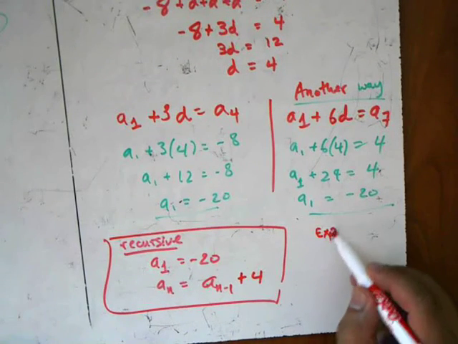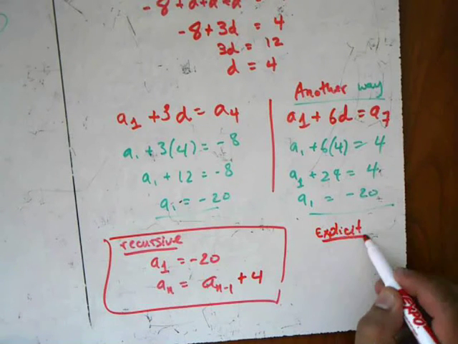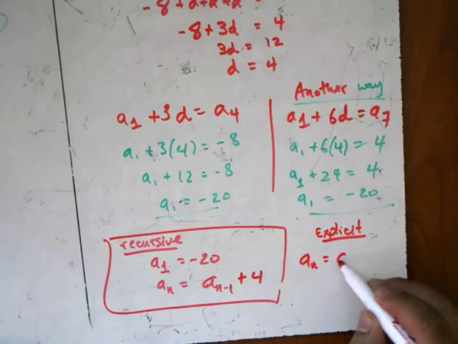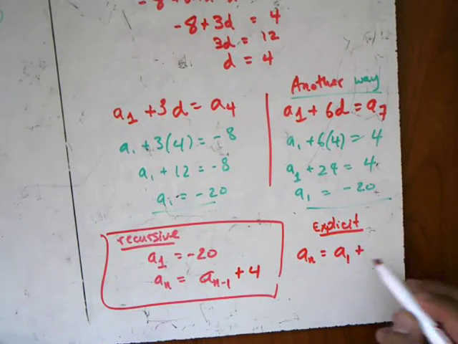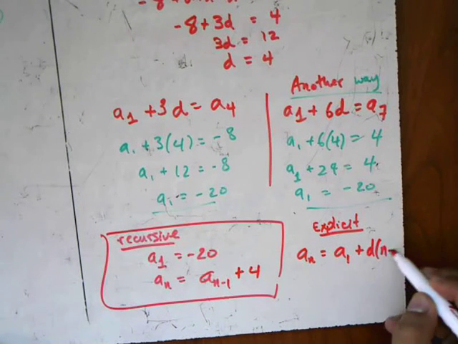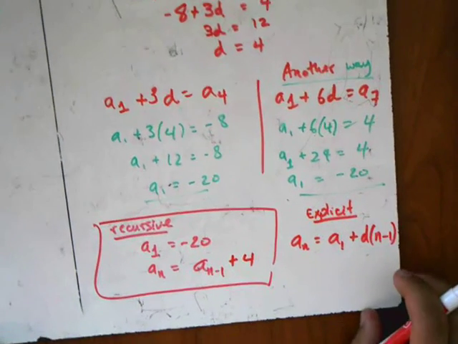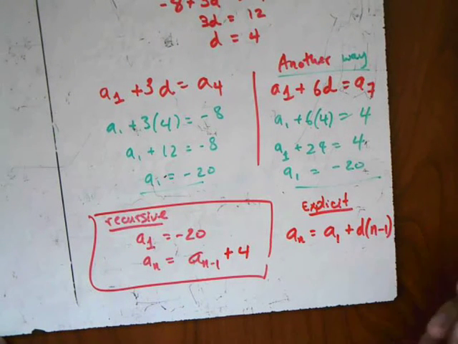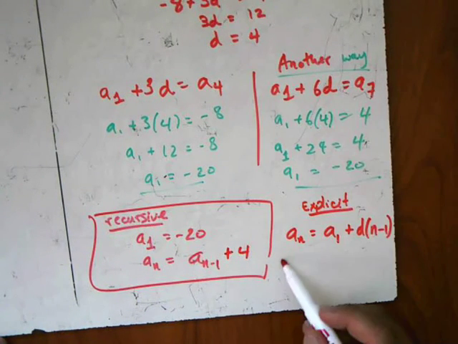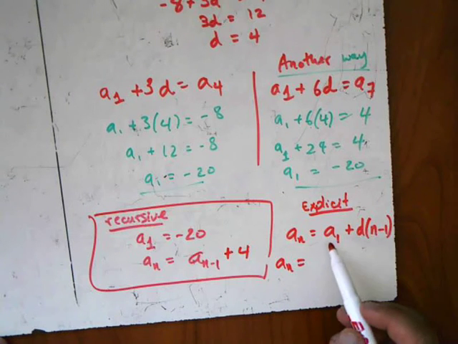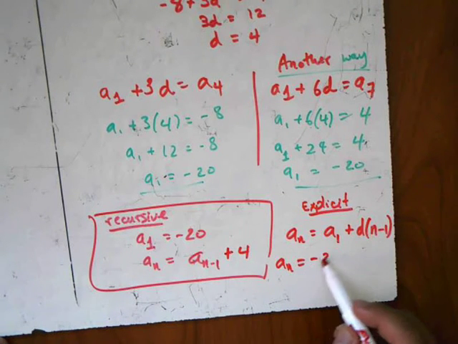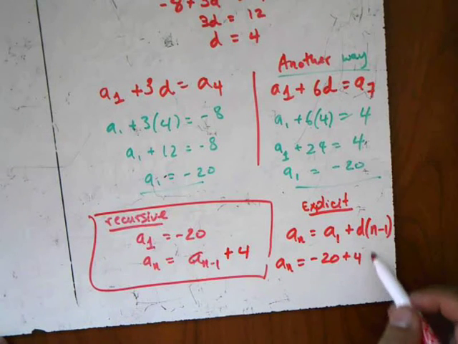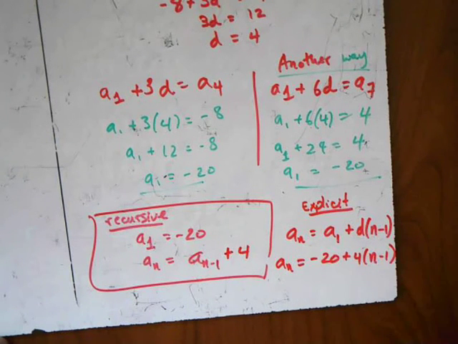For the explicit equation, remember from the previous videos that a sub n is just the first term plus the common difference times n minus 1. So we can rewrite this using the numbers that we already know. a sub n is equal to a1, which in this case is negative 20, plus the difference, which is 4, times n minus 1.